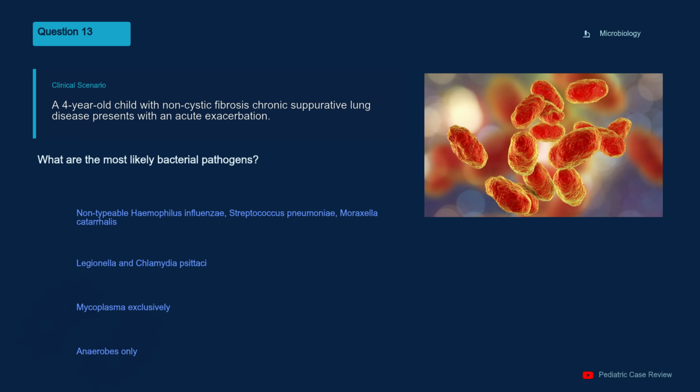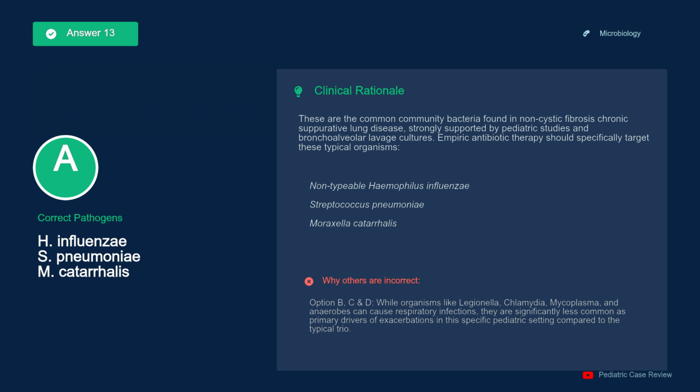Knowledge of typical pathogens guides appropriate empiric antibiotic selection while awaiting culture results. Pathogen profiles differ between cystic fibrosis and non-cystic fibrosis bronchiectasis. The correct answer is A. The most common bacterial pathogens are non-typable Haemophilus influenzae, Streptococcus pneumoniae, and Moraxella catarrhalis.